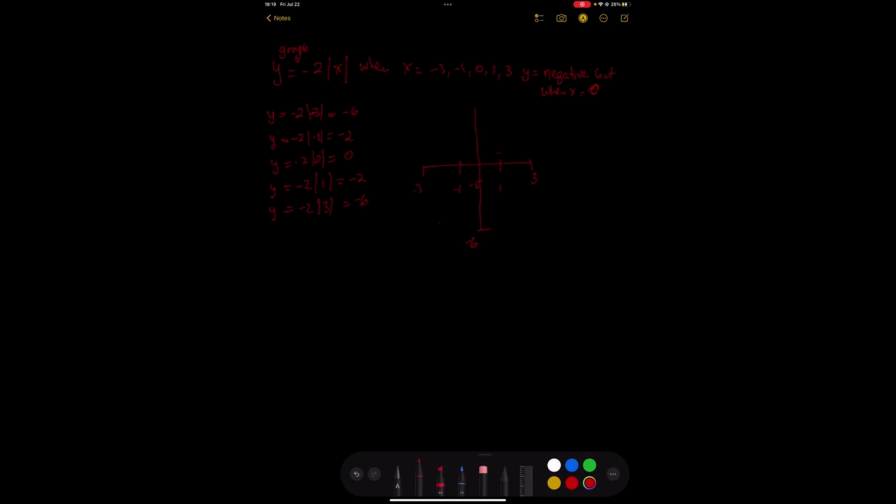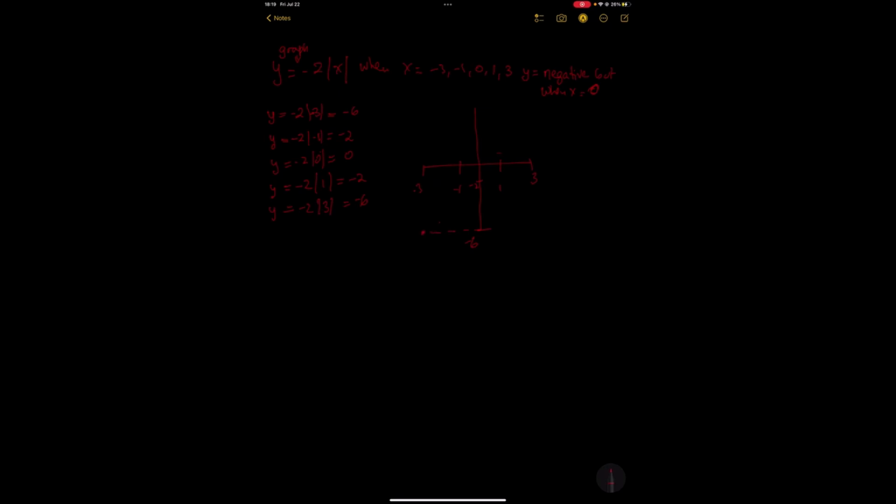So when x equals negative 3, y is equal to negative 6. So something like right here, that's the first point. X equals negative 1, so y is equal to negative 2. That's the second point. X is equal to 0, y is equal to 0. That's right here. X equals 1, y is equal to negative 2. That's this one right here. X equals 3, y equals negative 6, and that would be this one right here.